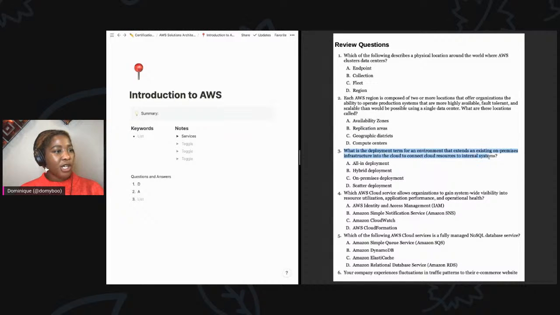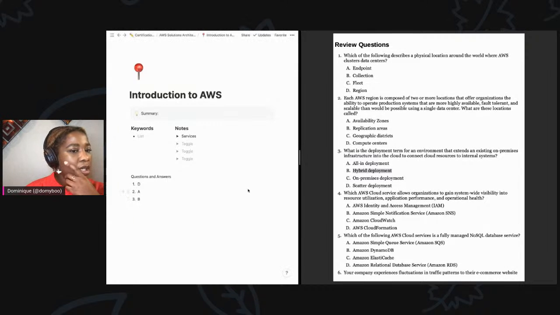What is the deployment term for an environment that extends an existing on-premise infrastructure into the cloud to connect resources to internal systems? You have all-in deployment, hybrid deployment, on-premise deployment, or scattered deployment. Scattered doesn't make sense, nor does all-in. On-premise is only strictly on-premise. That's what it's called. And then you have hybrid, which is the combination of both of those. So B.